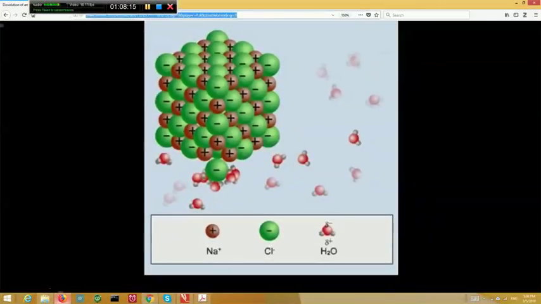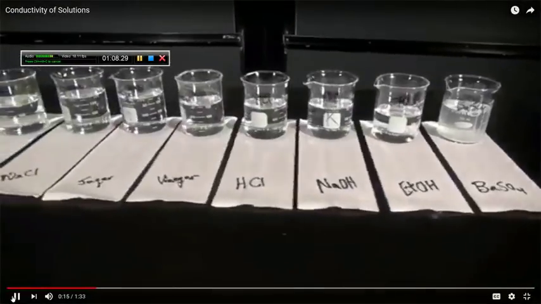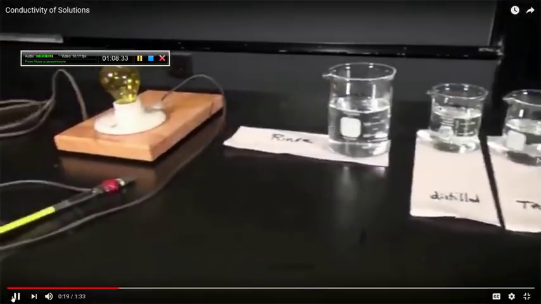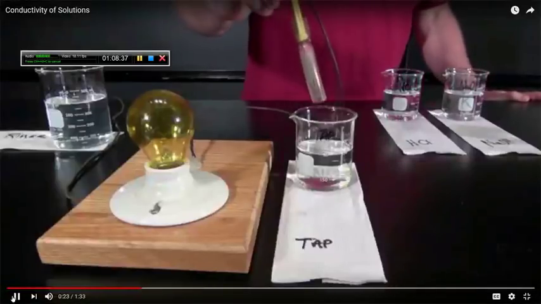So let's try our second one and see if I can get this to work. So this guy's pretty intense, and he wants to show us different properties of solutions. So he's excited to go. So we have all these different compounds dissolved in water. We have plain water, we have tap water, we have sodium chloride, some other ionic species. And so let's look at tap water.